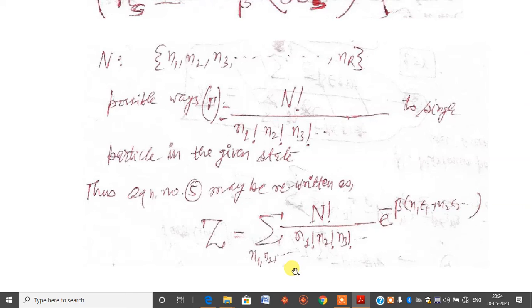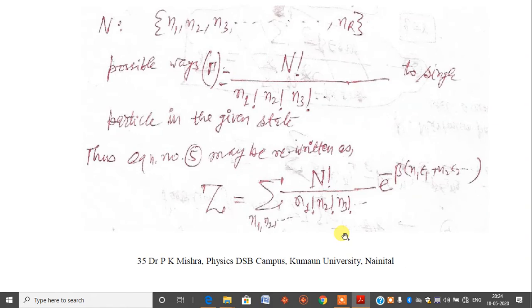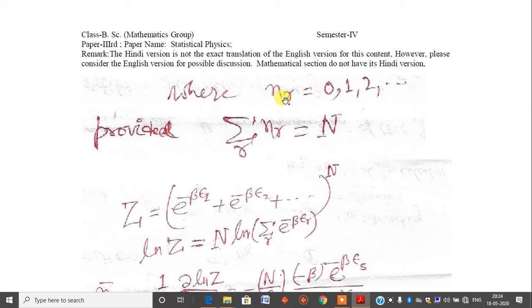In that situation, any state can be acquired by any number of molecules. So you start from 0 to infinity. Any Rth state can be acquired by a number of molecules that may run from 0, 1, 2, 3 up to infinity. So this is the partition function, and these are the number of ways, the degeneracy, of the occupancy of that particular state. Fine. So for NR, these are the values. Okay, the Rth energy state where the number of molecules can be 0, 1, 2, 3 and so on, and the total number of molecules is capital N.